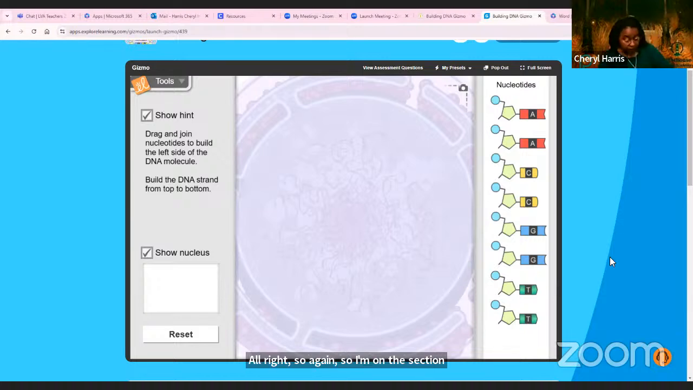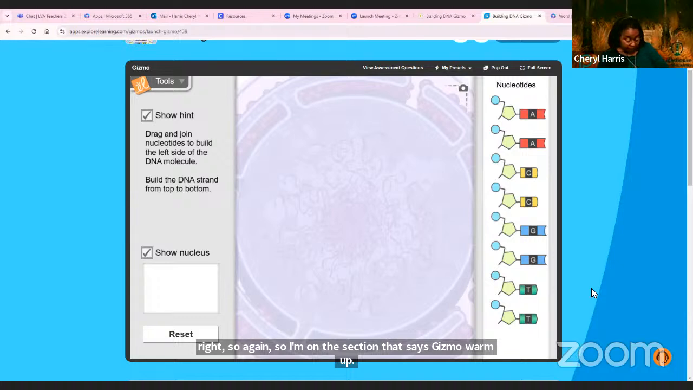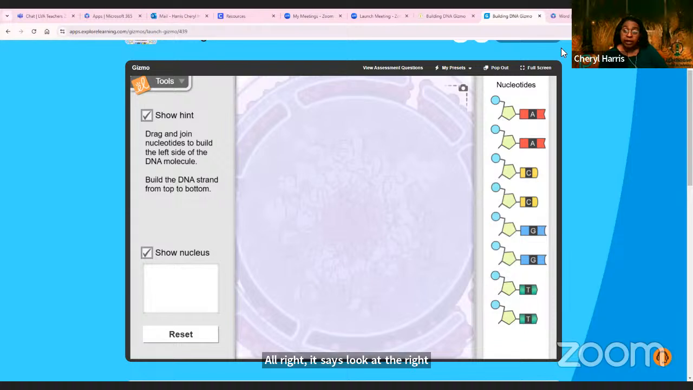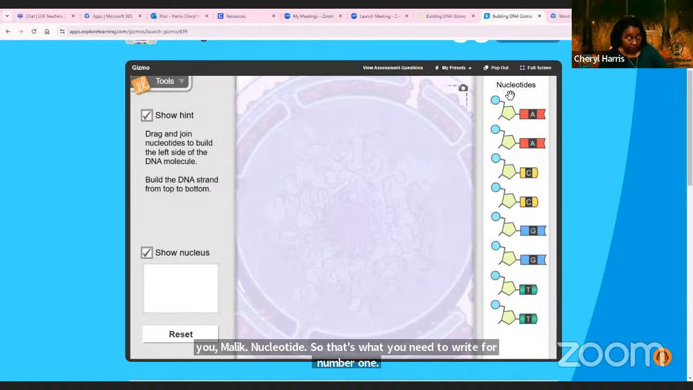It says look at the right. What are the components? On the right column, what's the name up there at the top? What are these components called? There are 8 of them. What are they called? Thank you, Malik. Nucleotides. So that's what you need to write for number 1. The components that make up DNA are nucleotides.